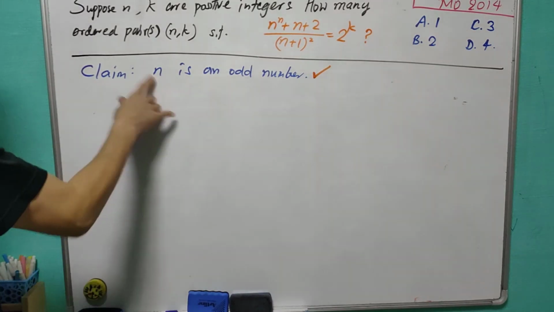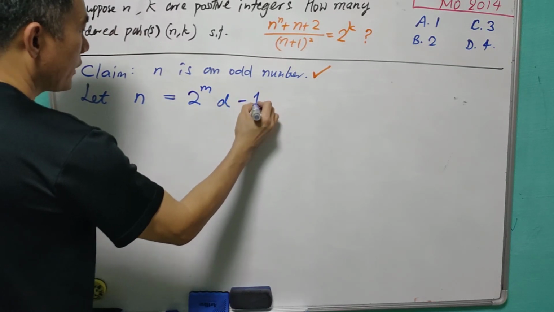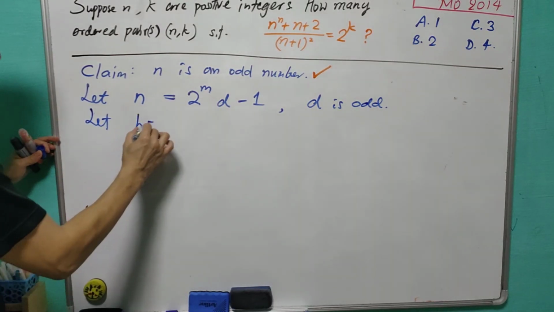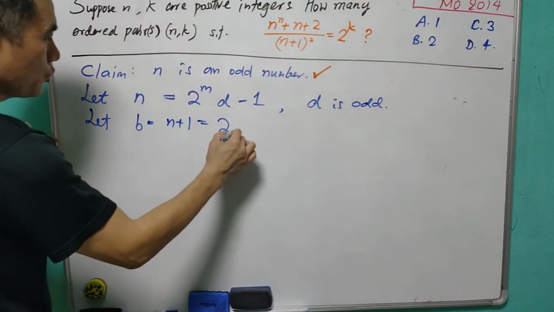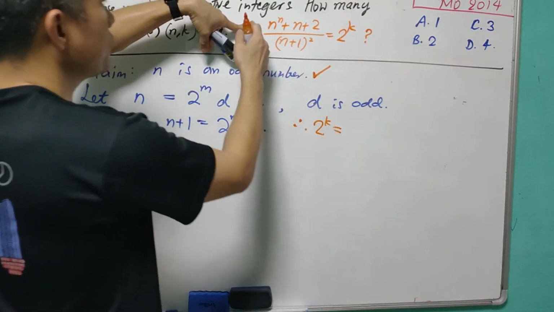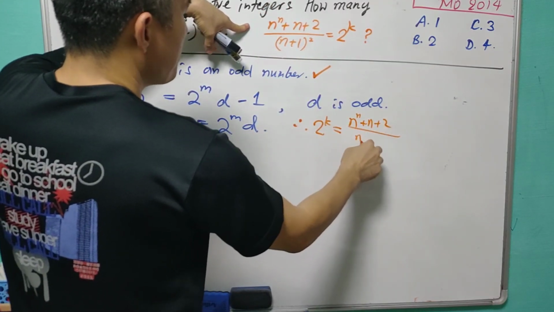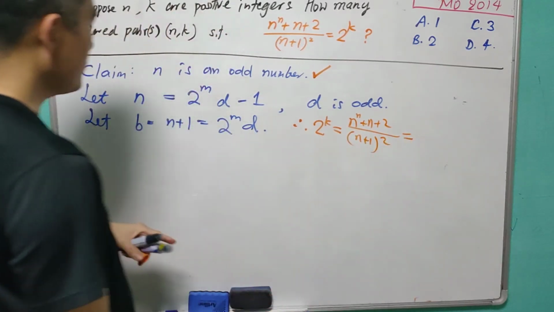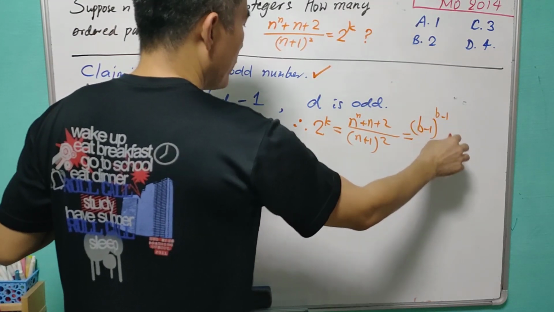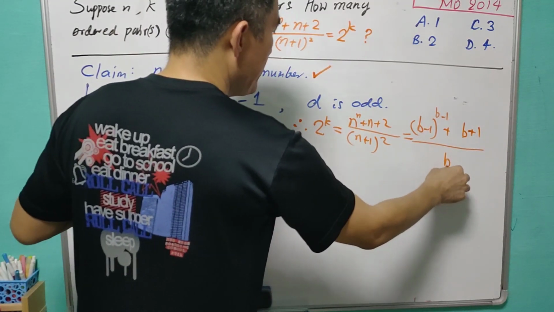Now we have shown that n is an odd number. I'll let n be 2 to the power of m times d minus 1, where d is an odd number. And also I'll let b be n plus 1, that is 2 to the power of m times d. So now what we have is 2 to the power of k is equal to n to the power of n plus n plus 2 over n plus 1 squared. It can be written as b minus 1 to the power of b minus 1 plus b minus 1 plus 2, that is b plus 1, over b squared.